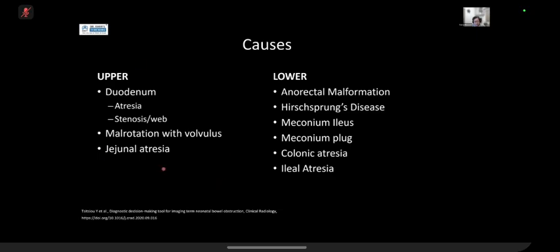So a summary, just to say, these are the causes, as we said earlier. Let me just see if there are any questions. If there aren't, we'll just go with the break first.